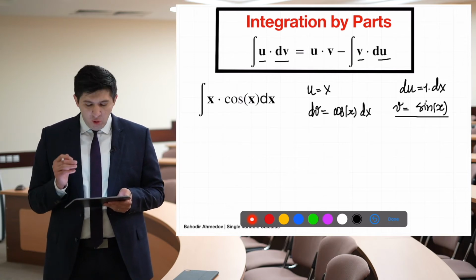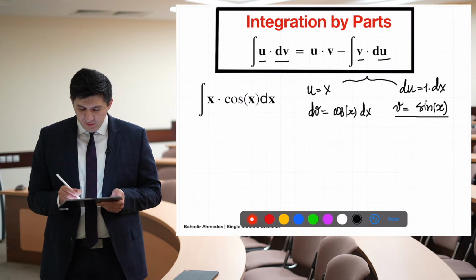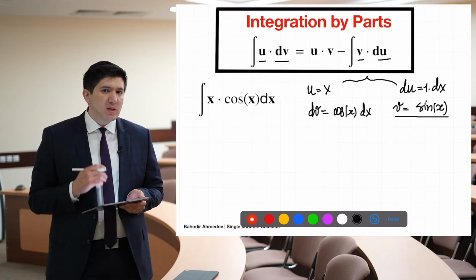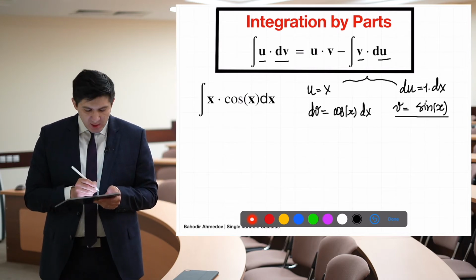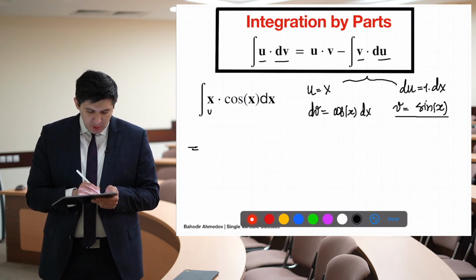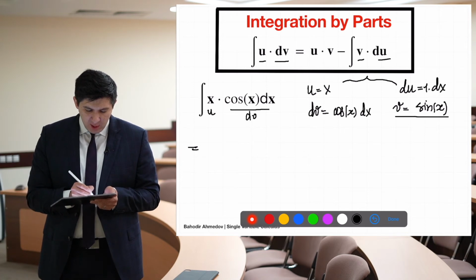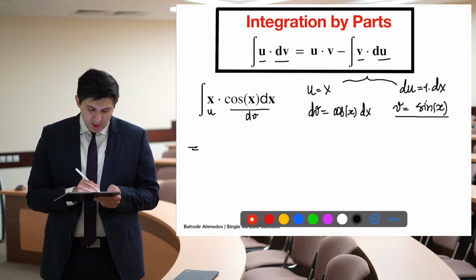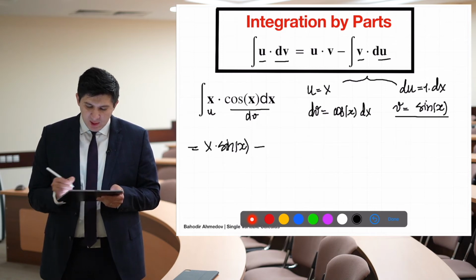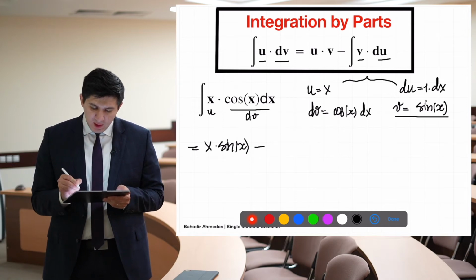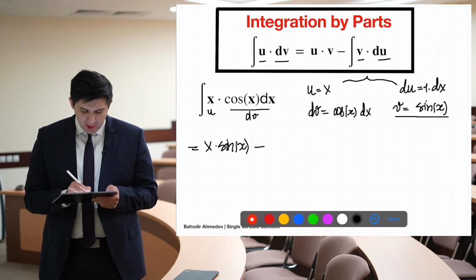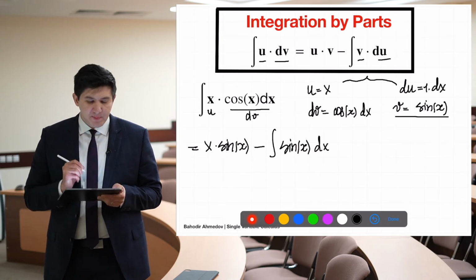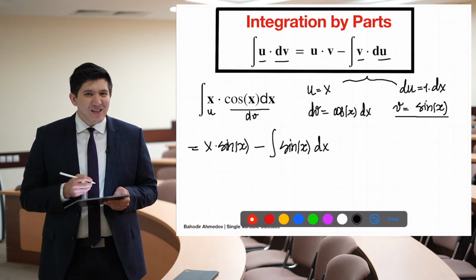Okay, so now you've got all of the ingredients of this method, and you can just substitute everything into this formula and find the integration. So let's try to do this. The integration of u times dv is equal to uv, so in this case it is x times sine of x, minus the integral of v du. In this case, the integration of sine of x times dx. Okay? So you see, it becomes easier.